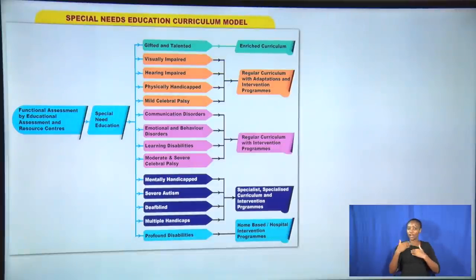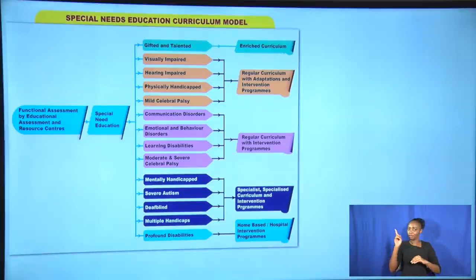Then that's the special needs. And we have different areas you can see there, right from the GT, the gifted child, the VI, visually impaired, the HI, hearing impaired, the PH. Then we have those with cerebral palsy, those with communication disorders, the EBD, emotionally disturbed behavior, those with learning disabilities, moderate and severe cerebral palsy, mentally handicapped, severe autism, those who are deaf blind, and those who have clearly very profound disabilities.